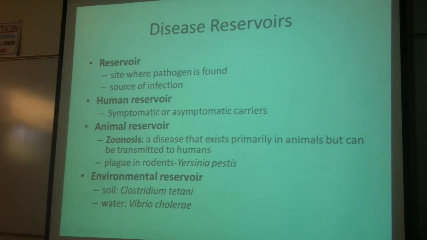Disease reservoirs. We talked about the different places where these pathogens can hide out. Where is that source of infection? Humans can be nice reservoirs. We can be symptomatic or asymptomatic, so we may or may not show that we have a disease, but it still means we could pass it on. Animal reservoirs, zoonosis, are diseases that exist primarily in animals, but can be transmitted to humans. Usually in those cases, we are the final carrier. And then we can also have environmental reservoirs, like soil and water.